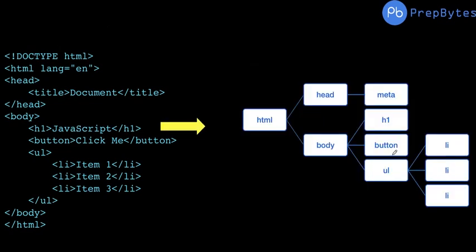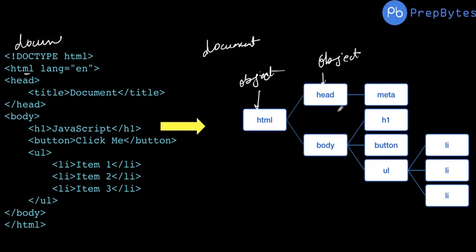So basically, DOM is nothing but a tree-like structure in which we have objects. So here, this HTML tag will be an object. This head tag will be an object. And this complete thing is a document. So basically, this is also a document. It's just that this particular document is the object representation of this particular document. So everything that we have over here, starting from HTML to head to body, will be objects.